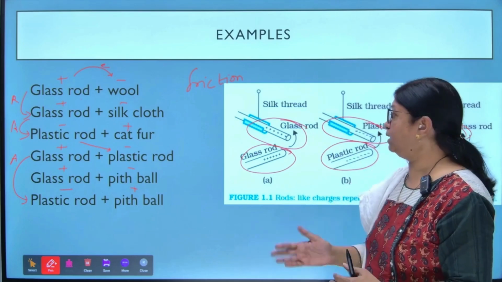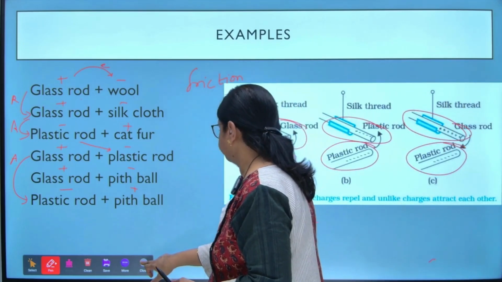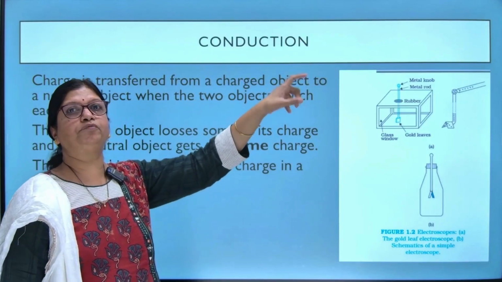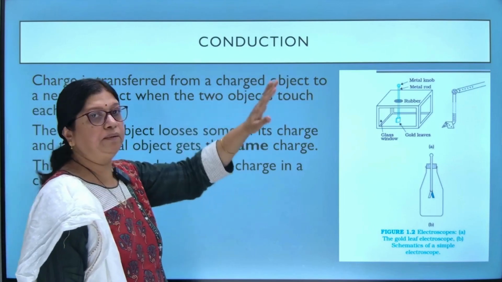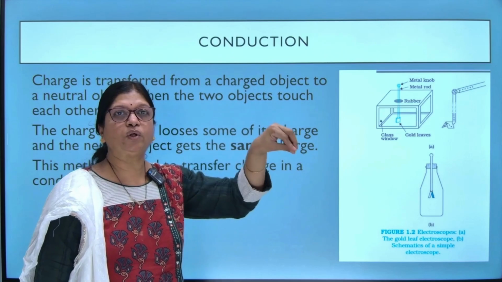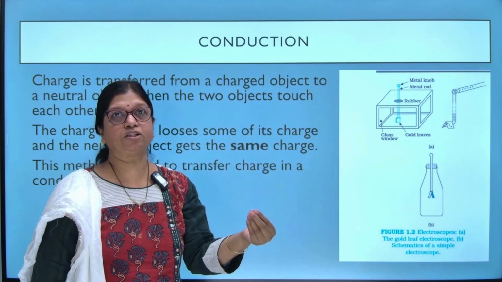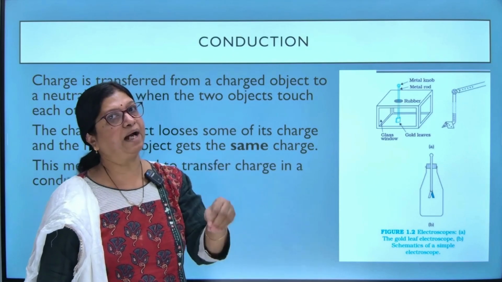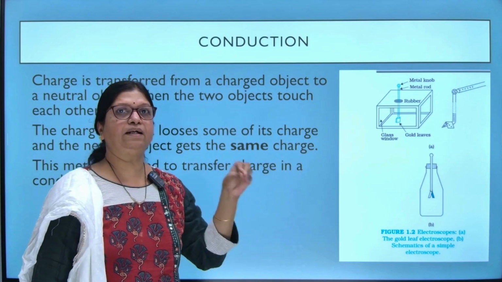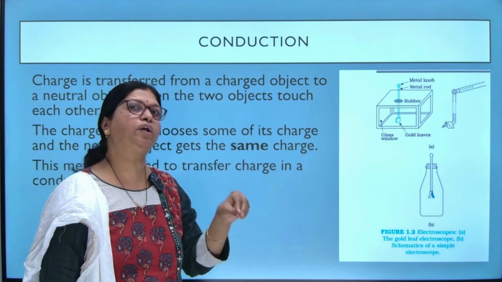Now we go to the second method of depositing charge on a body. Now for conduction, we can use only a conductor. We can deposit a charge on a conductor by the method of conduction. The word itself is telling, conduction. Conduction means you are going to conduct the charge or you're going to keep the charge on a conductor.